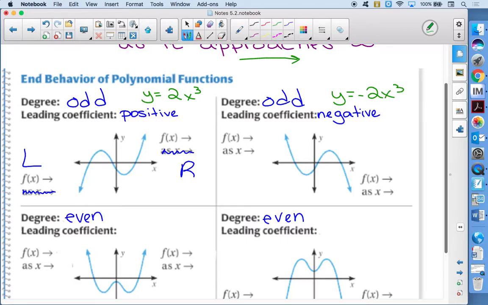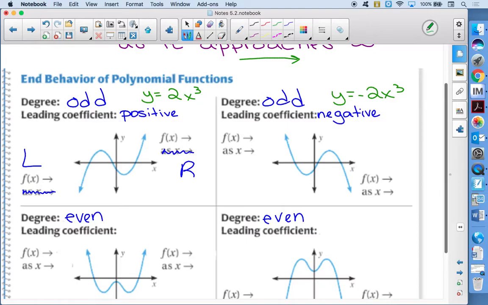Okay, so I have two examples up here. It doesn't necessarily mean that those examples are this, but just for you to think of some kind of number. If my degree is odd, so 2x cubed, the degree is odd, but the leading coefficient is positive, so that's why I have a positive 2. When you look at the graph, it's going to look something like this. Every odd graph will have that same type of shape.